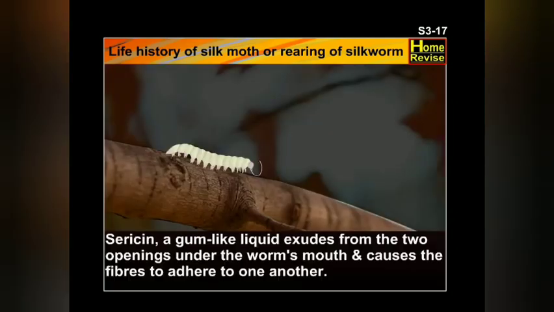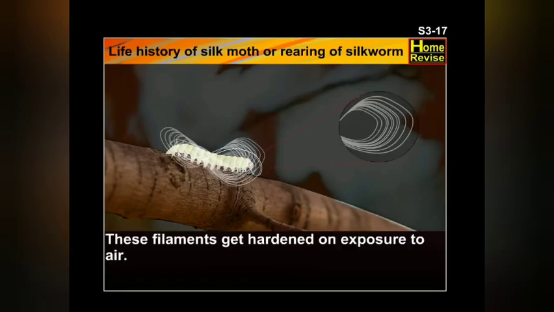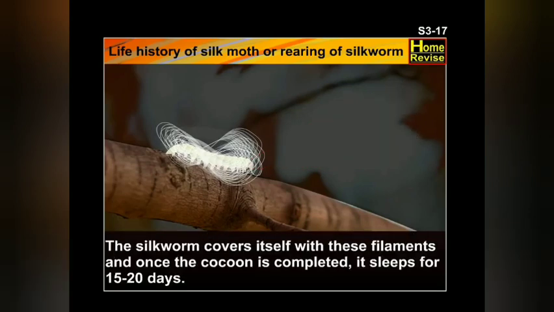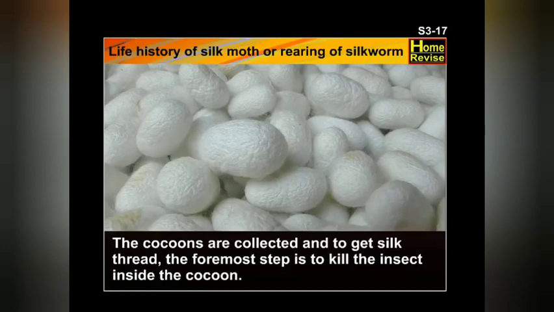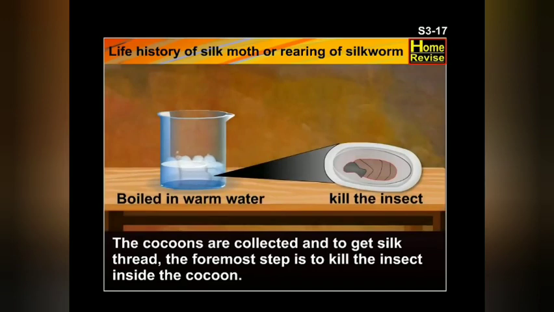Sericin, a gum-like liquid, exudes from the 2 openings under the worm's mouth and causes the fibers to adhere to one another. These filaments get hardened on exposure to air. The silkworm covers itself with these filaments, and once the cocoon is completed, it sleeps for 15 to 20 days. The cocoons are collected, and to get silk thread, the foremost step is to kill the insect inside the cocoon.